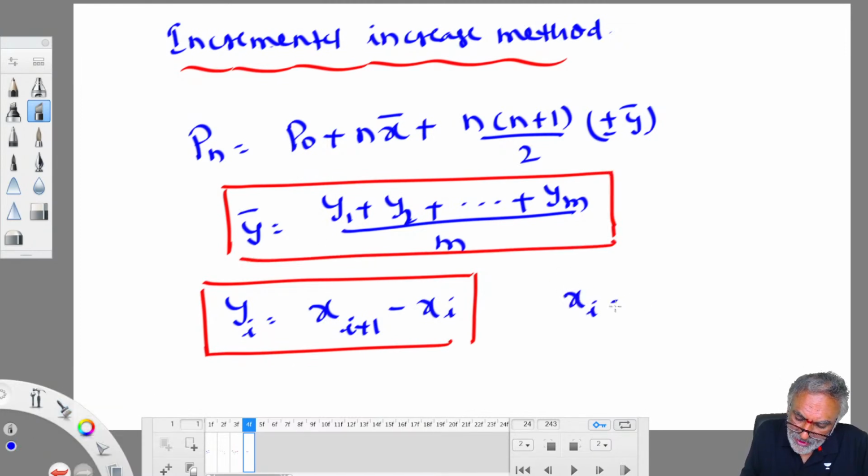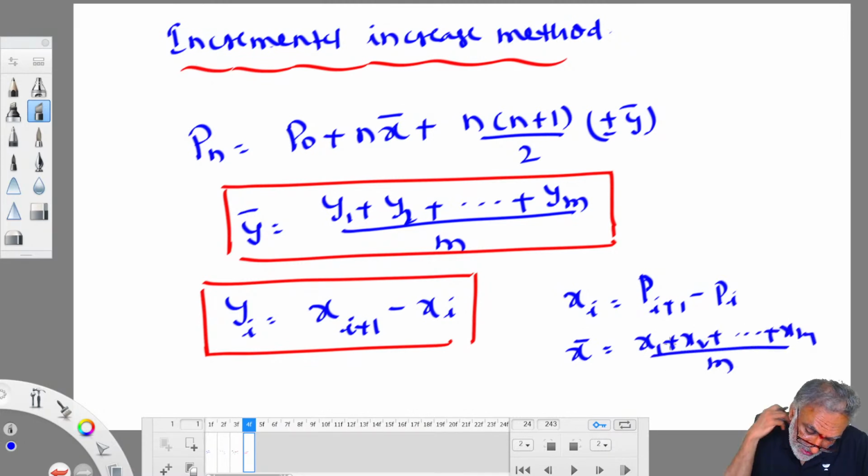So how to find out the xi values? It is pi plus 1 minus pi. That is xi. Like x1, x2, x3 we will work out. Then based on that we can find out x bar. Then x bar is equal to x1 plus x2 dot dot dot xm by m. So x bar is also required and y bar is also required.